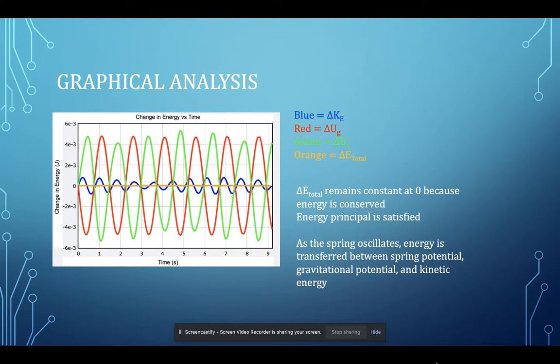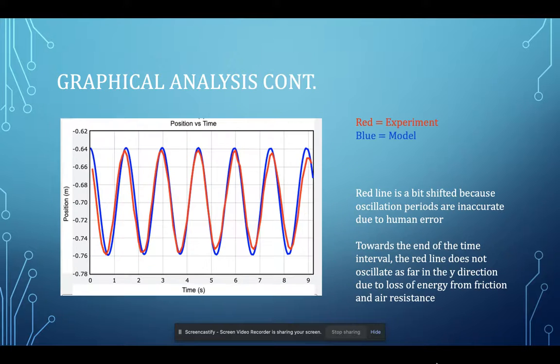So for our graphical analysis, here, this is our change in energy versus time graph. The blue line is changing kinetic energy, the red line is changing gravitational potential energy, green is change in spring potential energy, and our orange is the change in total energy. As you can see, the orange line remains constant at 0. This is because energy is conserved and the energy principle is satisfied. As the spring oscillates, energy is transferred between spring potential, gravitational potential, and kinetic energy.